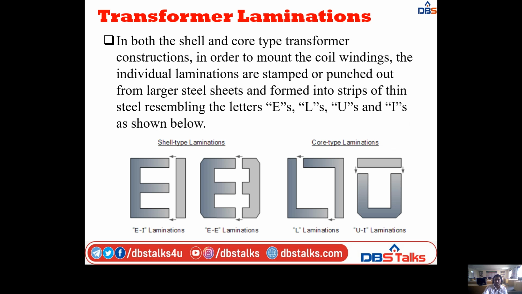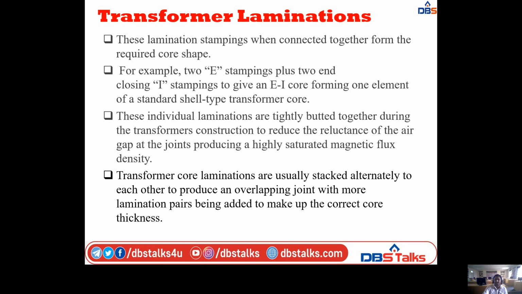If you observe this diagram, this is the shell type. This is the E-I laminations, and this one is the E-E laminations, and for the core type we have L-L laminations and U-I laminations. Like that it will form. These individual laminations are tightly butted together during the transformer construction. Why? To reduce the reluctance of the air gap at the joints, producing a highly saturated magnetic flux density.